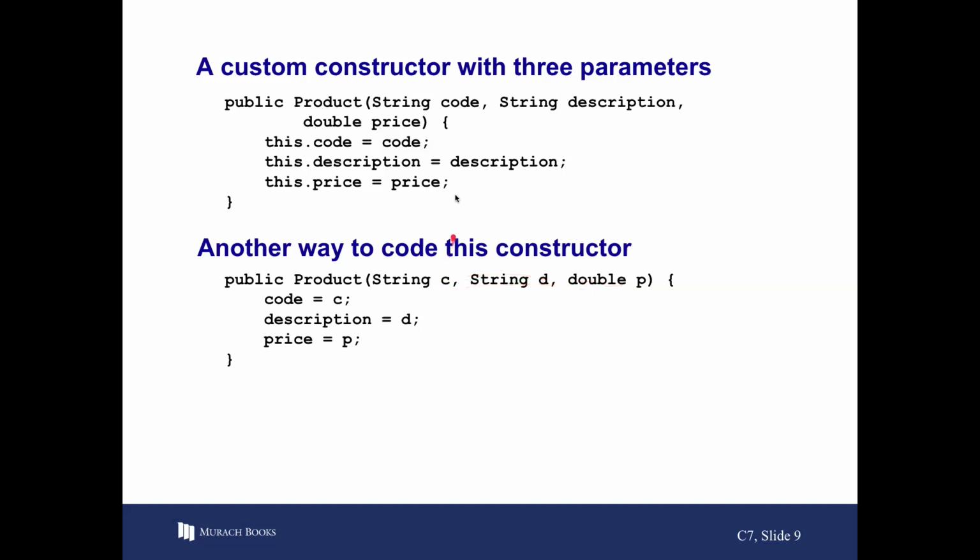I personally prefer this one. I think code, description, and price, that's descriptive. Those are descriptive variable names. So we can still use descriptive variable names and use the this dot to help ourselves.